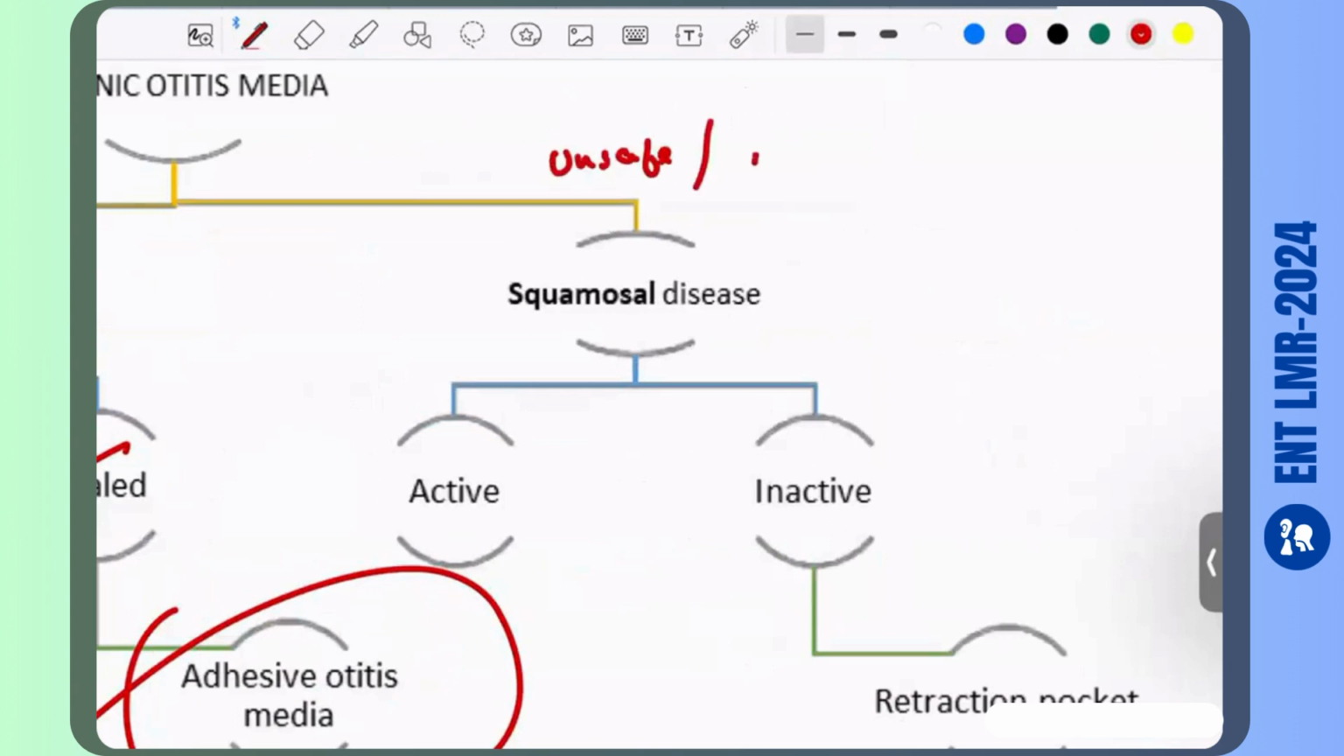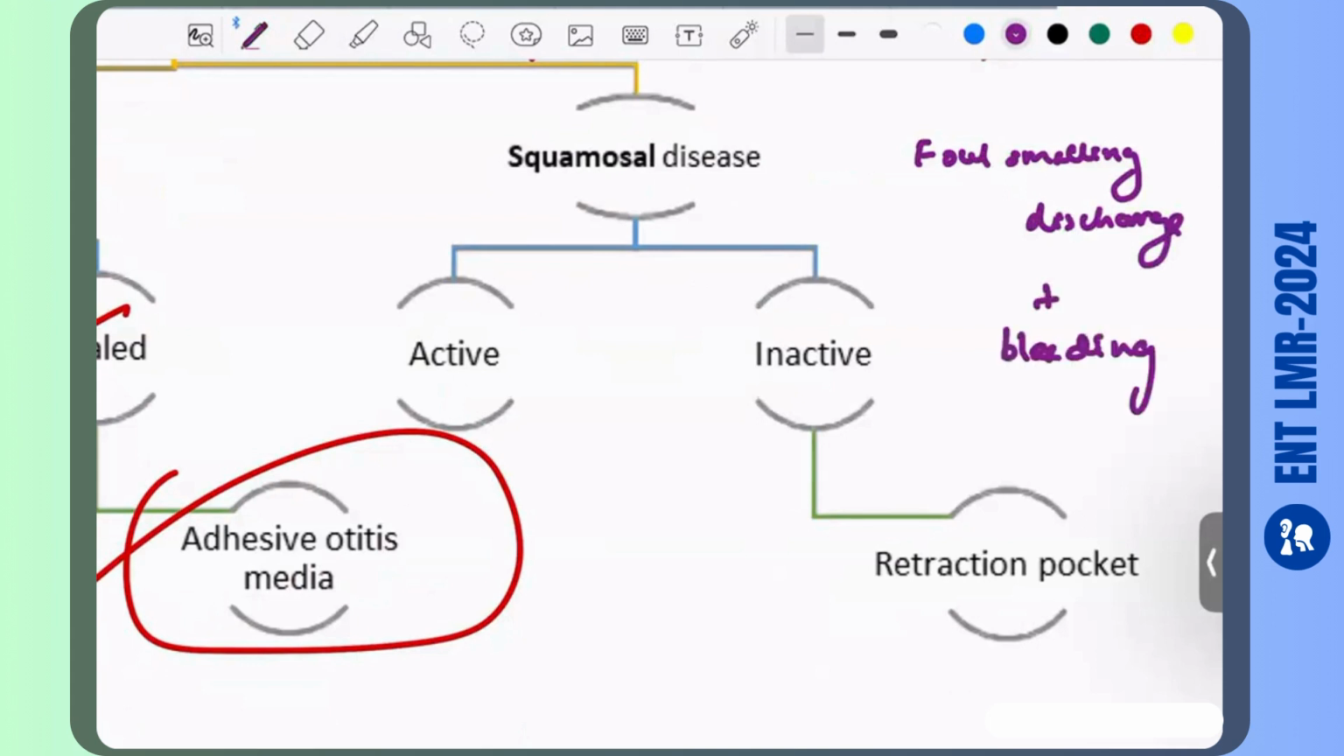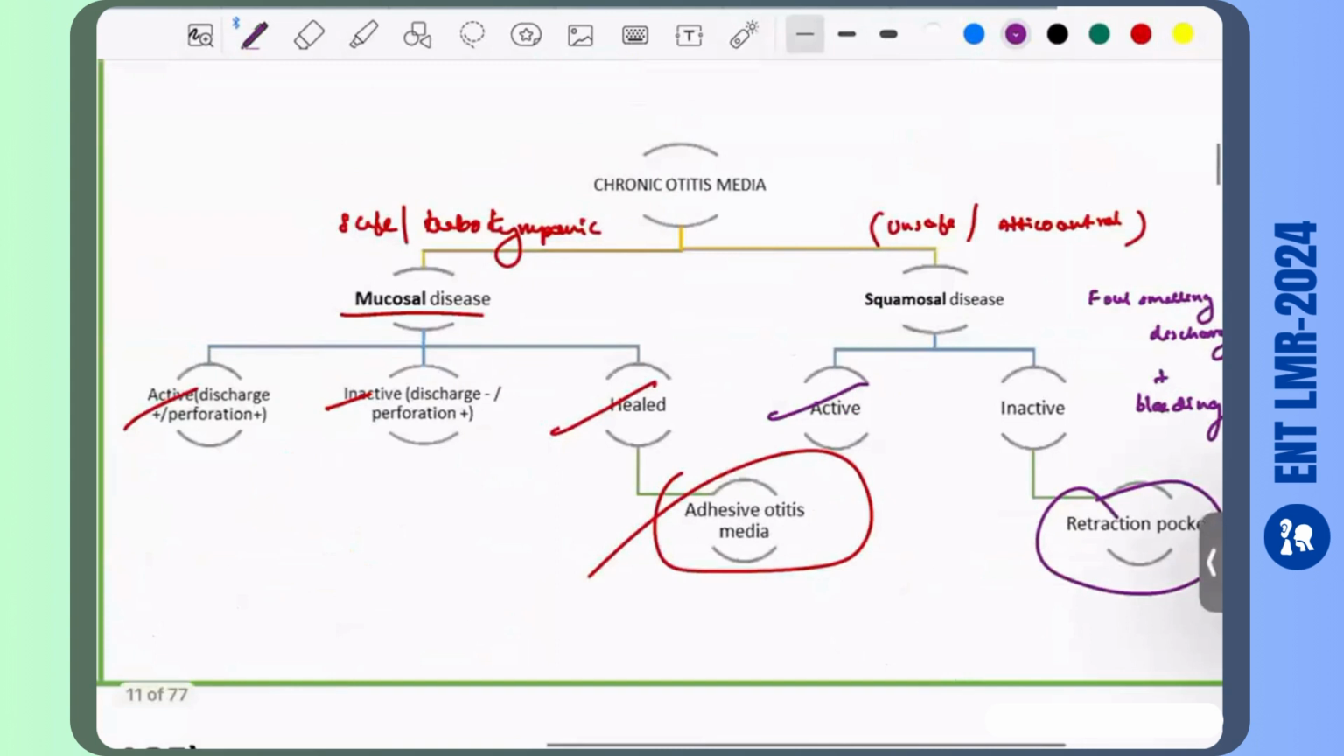Unsafe CSOM, or attico-antral disease. In unsafe CSOM, you will have active foul smelling discharge plus bleeding. So this is an active disease. If there is no foul smelling discharge and only a retraction pocket is present, it is an inactive disease. Very important classification.